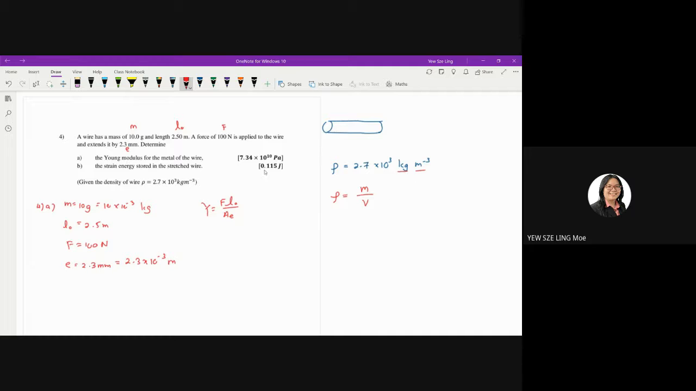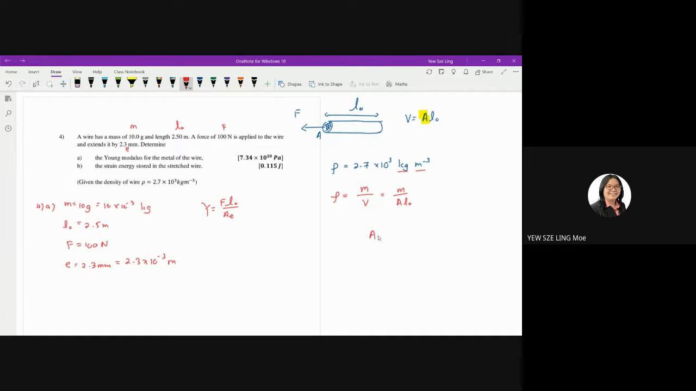Now, since you have a wire and you stretch it, this is the direction of the force. What we want is the cross-sectional area here. So how do you calculate the volume of this cylinder? Volume is equal to A times L naught. This is your L naught, and the cross-sectional area is here. What we want right now is A. So expand the equation: m equals rho A L naught.